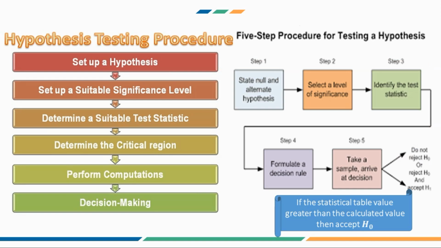Next, the 5-step procedure of testing of hypothesis, this is very, very important. Before doing problems, you should learn these 5 steps. If you know these 5 steps, it is very easy to solve all the problems from large and small sample tests in testing of hypothesis. First, you have to set the null hypothesis and alternative hypothesis, fixing the hypothesis based on the problem. Then set a suitable significance level, that is alpha. It may be 5% or 1% level.